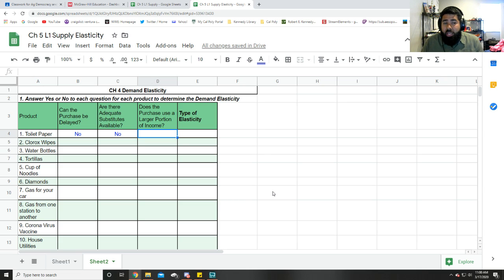Does the purchase use a large portion of your income? Last time I checked, toilet paper is not that expensive, right? So the answer is no. Therefore, if there are 3 no's, it is a more inelastic product, okay?